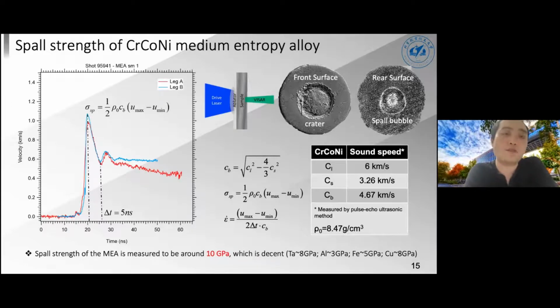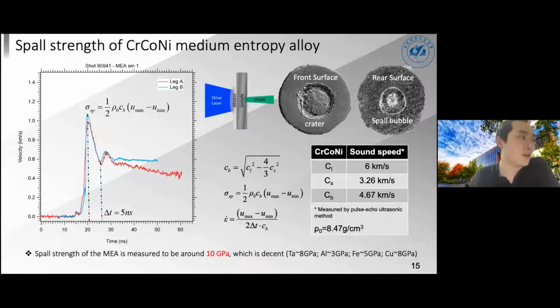If you compare this with other metals, for example, tungsten, 8 gigapascal, aluminum 3, iron 5, copper 8. So the high entropy alloy is pretty good. It's pretty good. Although compared with its high cost, it's a hard sell for actual application, but scientifically, there are lots of interesting things to be investigated.